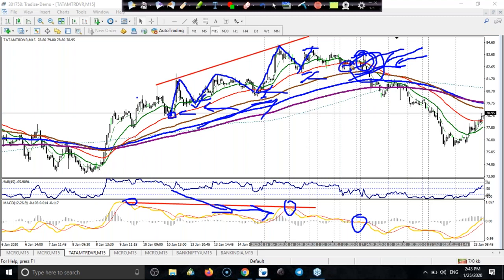Most of the people are in this area, right? Most of the people are entering buy in this area. Have you seen it? Entering buy here by using bounce is the wrong entry, because the divergence is telling us the price is ready to run toward the downside. That is the important thing.